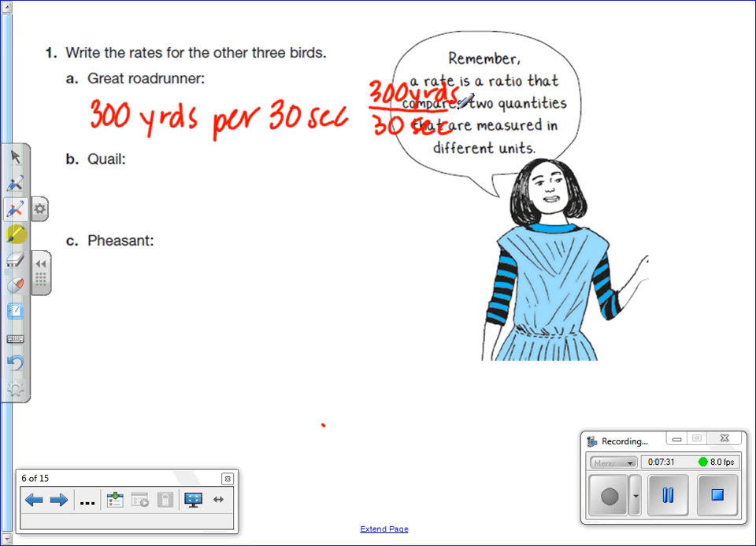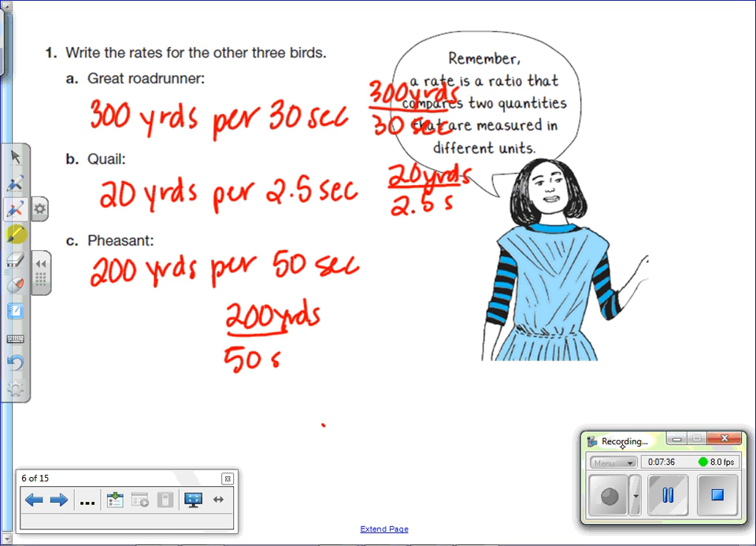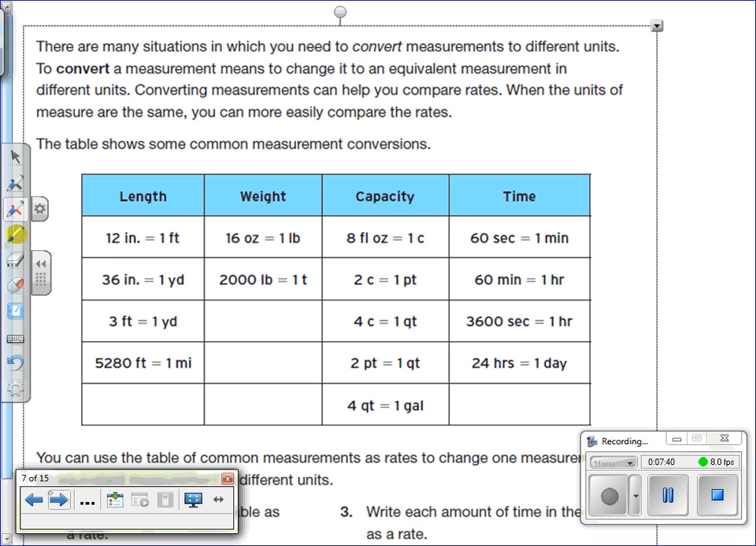I want you to try the other 2 and come back on when you're ready to check. Alright, hopefully you're on track with those. So we're going to go ahead and move on. The next section has another table for us to analyze or to look at.